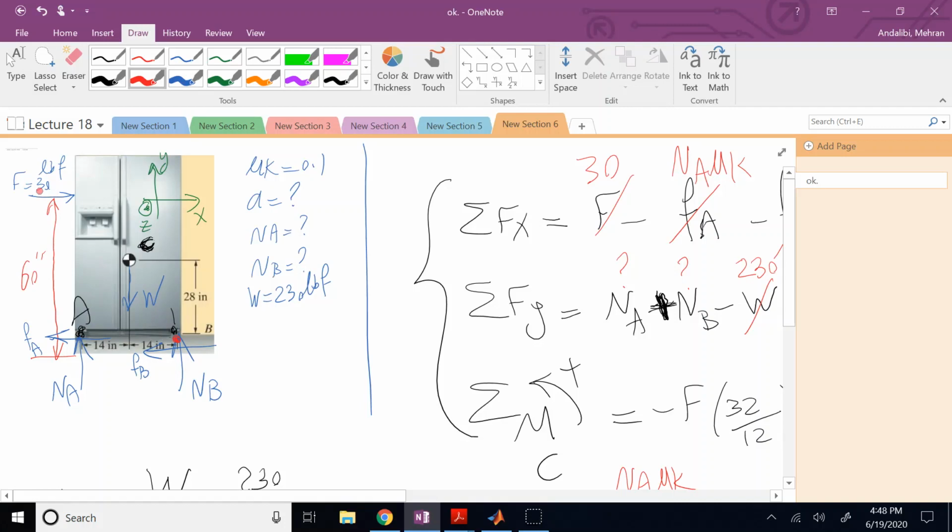Now, under what condition will this system rotate about B? If it wants to rotate, it has to rotate what? Clockwise, right? And if you want to have a rotation clockwise about point B, the sum of the moments clockwise about B has to be what? Positive, right? You have to have a total clockwise moment about B, which makes that rotation happen.